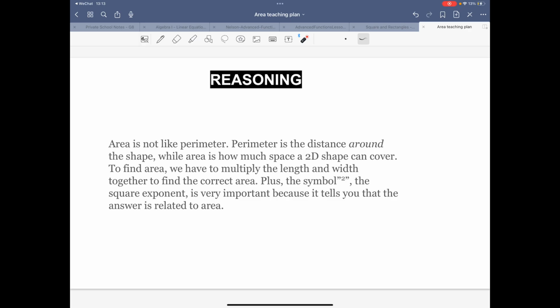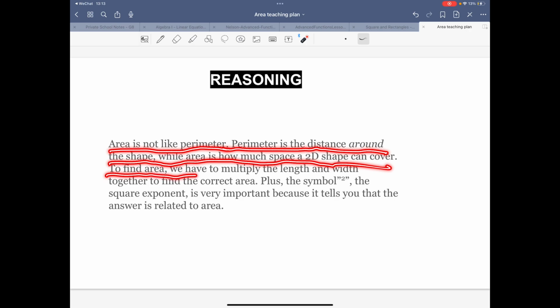Area is not like perimeter. Perimeter is the distance around the shape, while area is how much space a 2D shape can cover. To find area, we have to multiply the length and the width together to find the correct area.